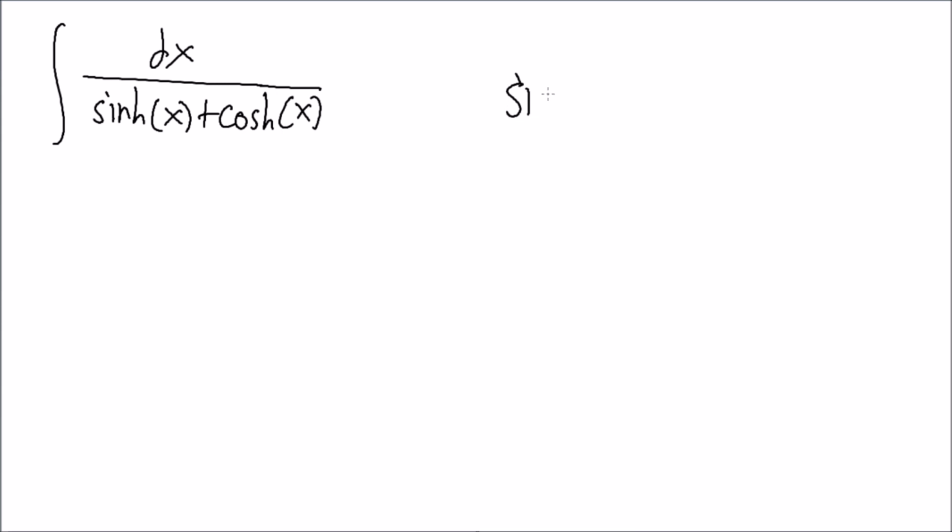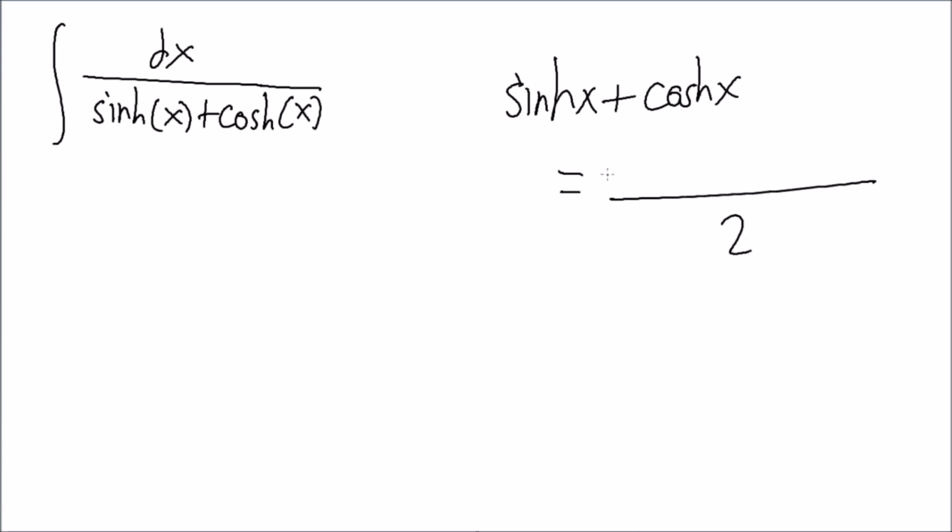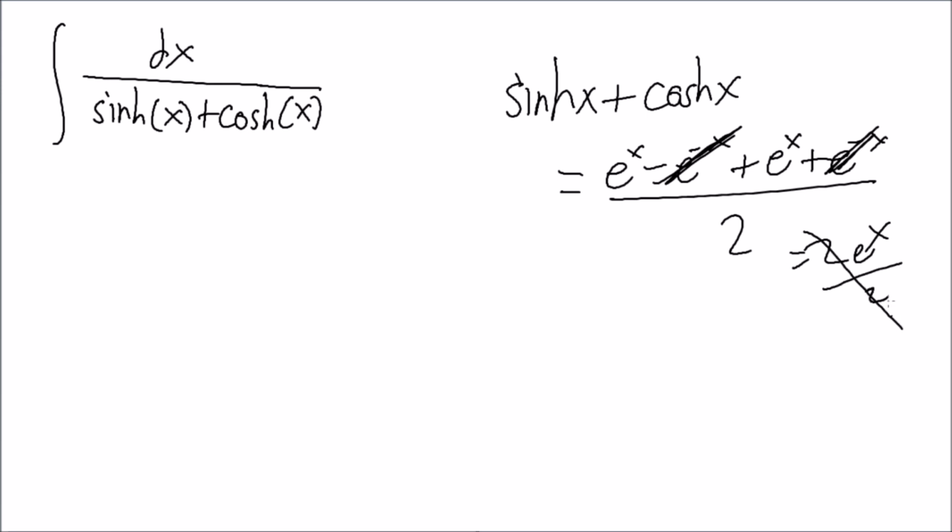Sinh of x plus cosh of x. If you look closely, if you remember, it was e to the x minus e to the negative x plus e to the x plus e to the negative x. And this cancels out, you get 2 e to the x over 2, so this identity is equal to e to the x. Okay, so that's also an important identity to keep in mind.